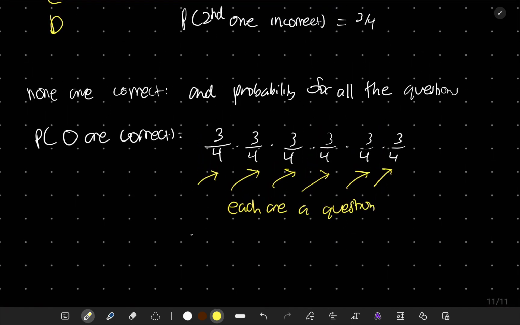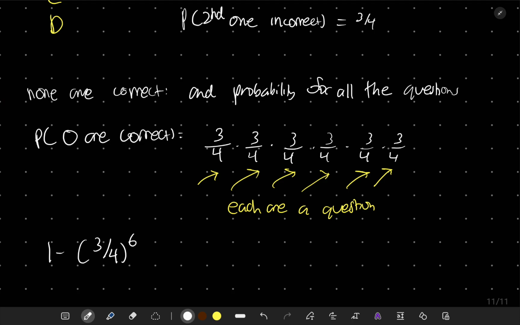But remember, I'm trying to find out at least one. So what that means is that I have to subtract this from 1. I'm going to make this into an exponent. This is 6 of them, so I'm going to say 1 minus 3 over 4 to the power of 6. If I use a calculator for this, let's see what we get.